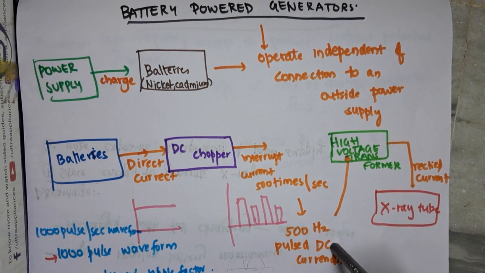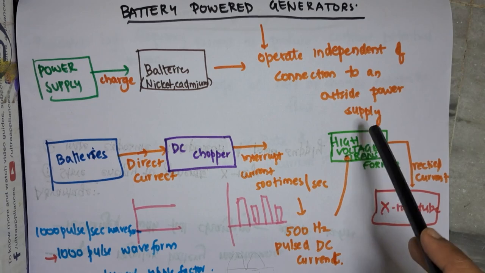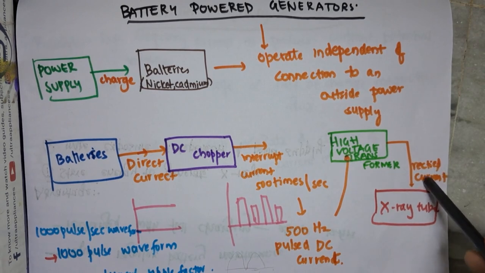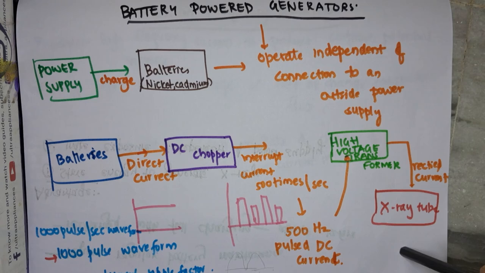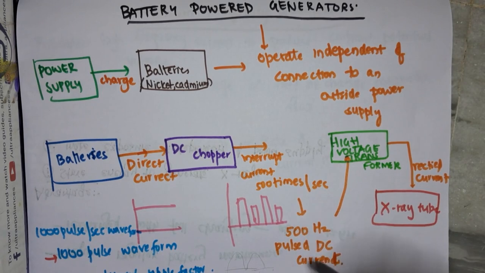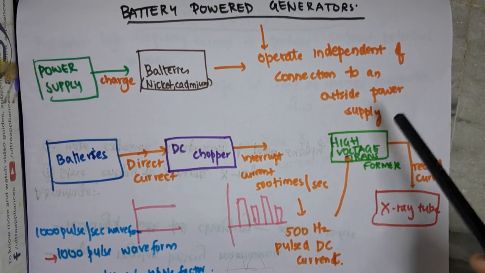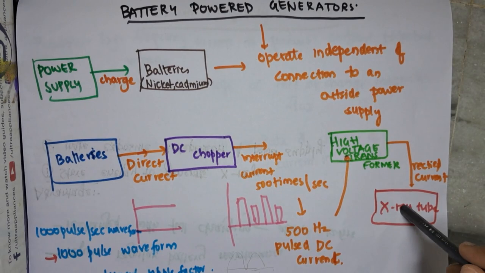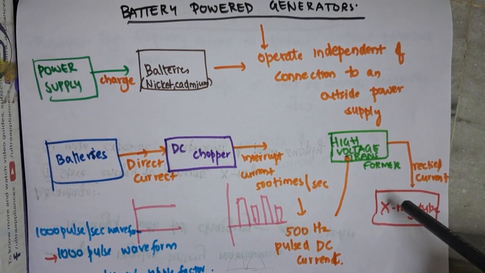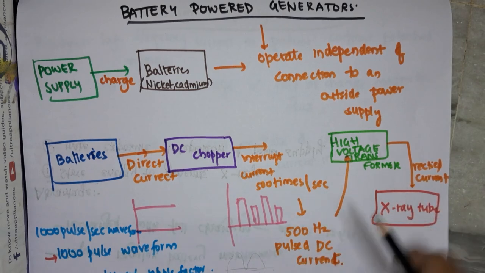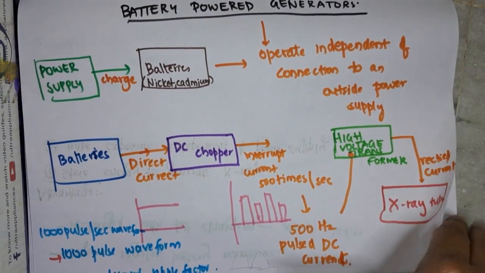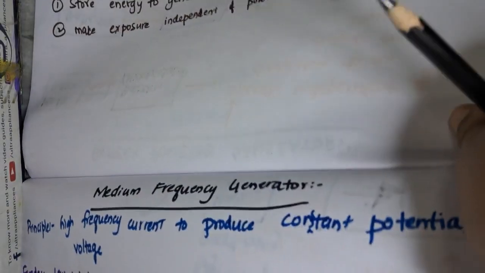This 500 hertz pulsed DC current is supplied to the primary winding of the high voltage transformer. From the high voltage transformer, this is again rectified in the rectification circuit, and supplied to the X-ray tube. This X-ray tube will now have 1000 pulses per second because it is 500 hertz pulsed DC. Once it goes to the high voltage transformer and then the rectifier circuit, this will produce double. So around 1000 pulses per second waveform is produced in the X-ray tube. Theoretically, this will have a ripple of 100% because obviously there is increase and decrease. So as a result, this will have a ripple factor of around 100%.